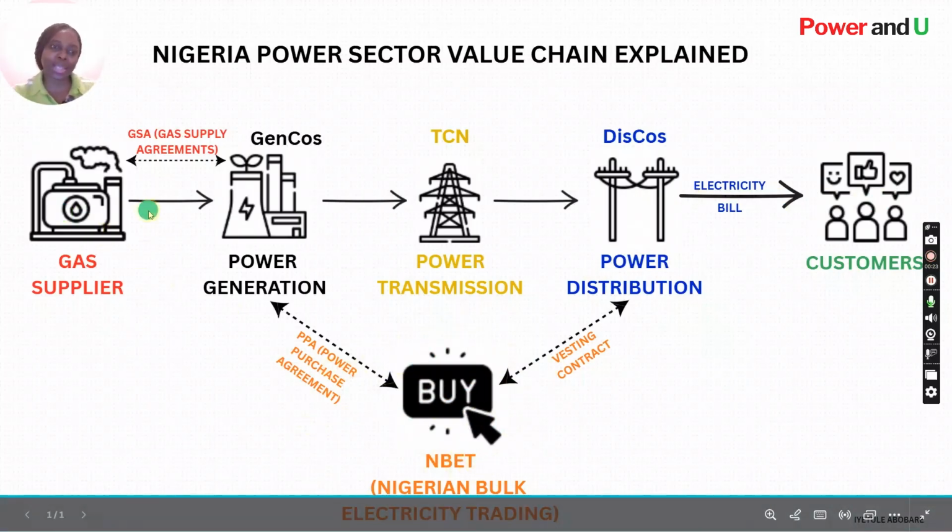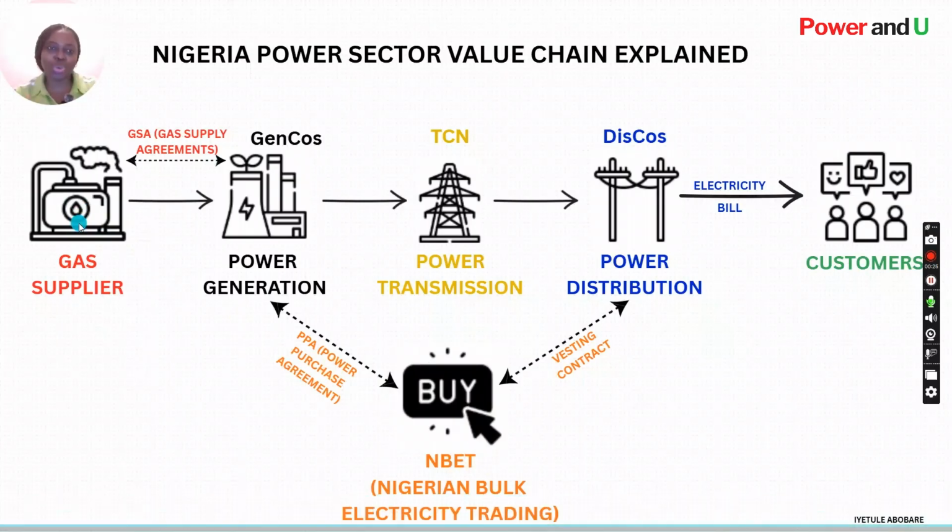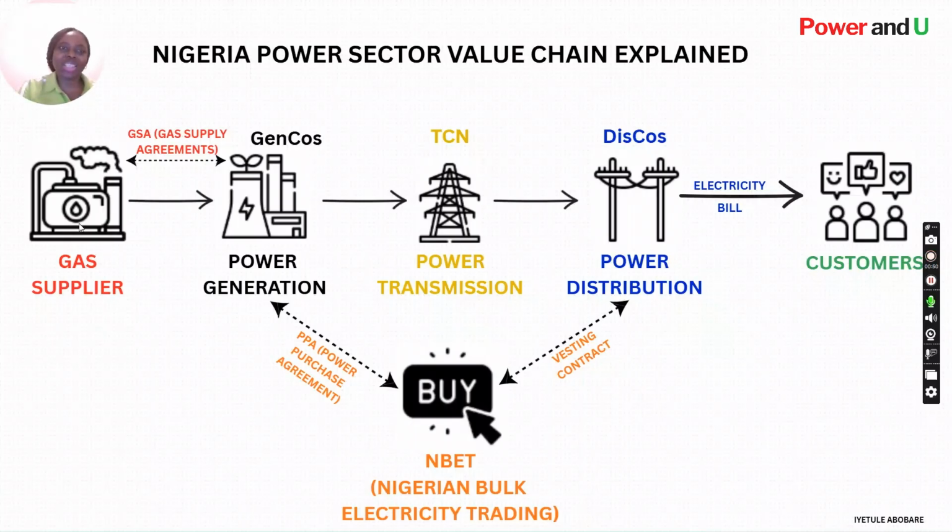Let's start with gas. When it comes to gas in Nigeria, we have already established that over 80% of the power we use in Nigeria is from gas. And we have two types of gas, the associated gas and non-associated gas. Associated gas is the gas that you get during the exploration of crude oil. You didn't actually go there to explore for gas. It is during the exploration of crude oil that the gas comes with it. That's what we call associated because it's associated with crude oil.